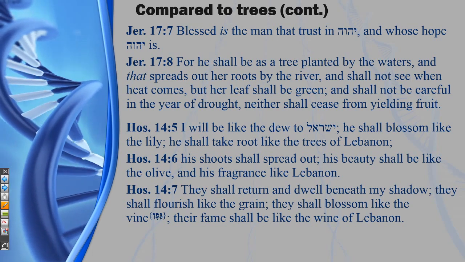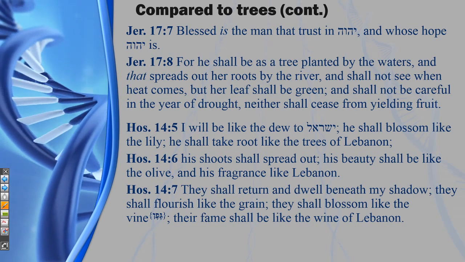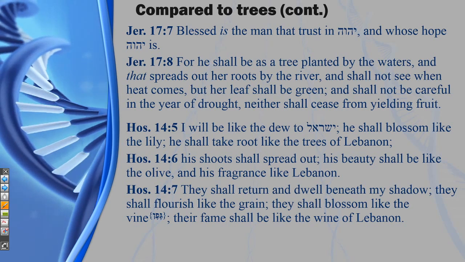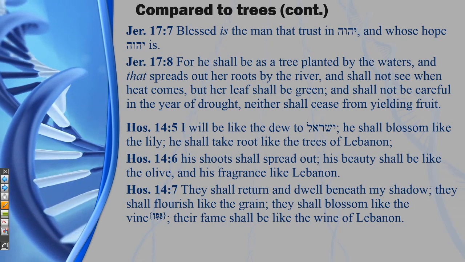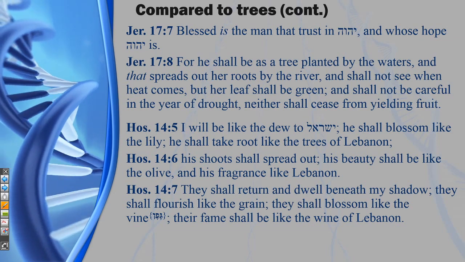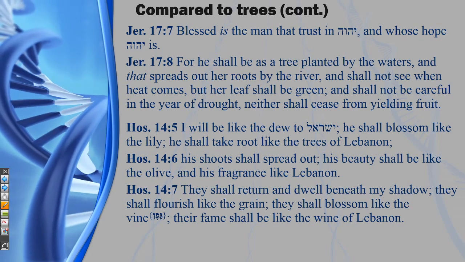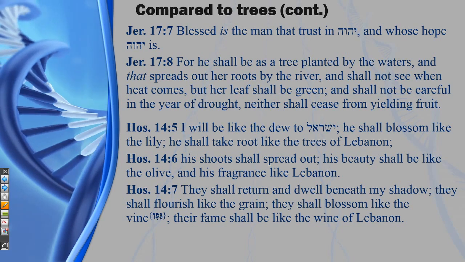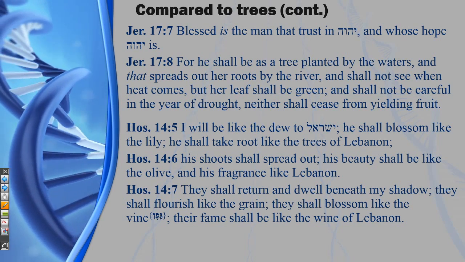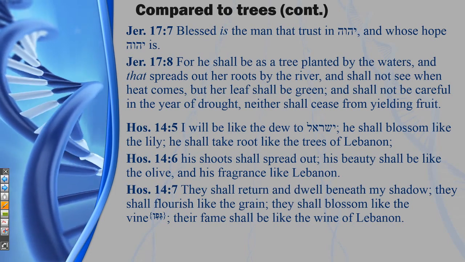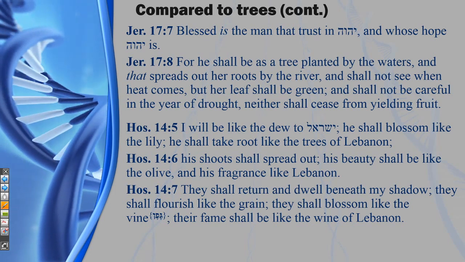Hosea 14:5 says, "And I will be like the dew of Israel, to Israel. He shall blossom like the lily. He shall take root like the tree of Lebanon. His shoots shall spread out. His beauty shall be like the olive, and his fragrance like Lebanon. They shall return and dwell beneath my shadow."